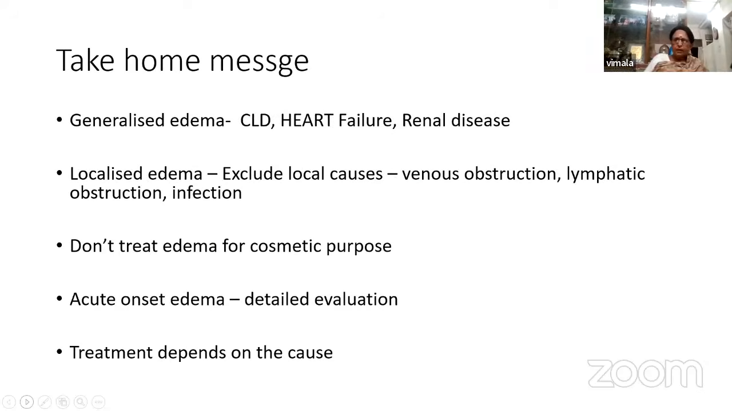So in the last 35 to 40 minutes, what I have been trying to tell you was that in generalized edema, the common causes can be chronic liver disease, heart failure, and renal disease. When there is a local cause for edema, venous obstruction, lymphatic obstruction, and infection should be considered. Don't treat edema for cosmetic purposes. Acute onset edema requires detailed evaluation. Treatment depends on the cause.